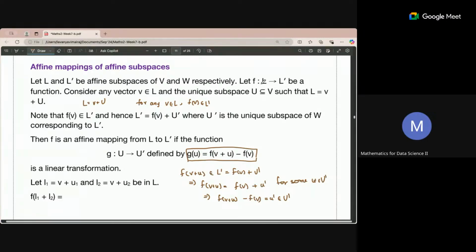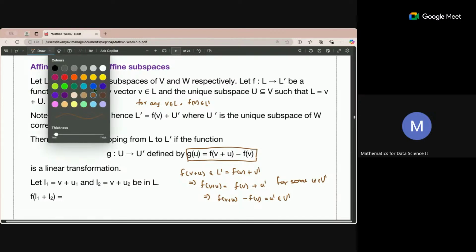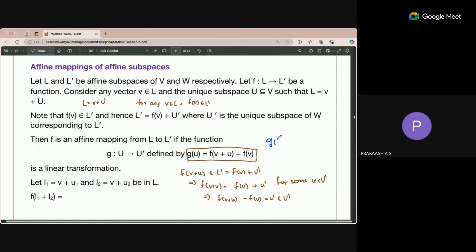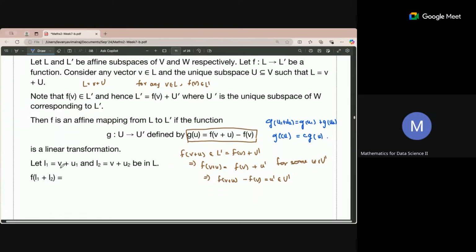Now, for a linear transformation, what is the definition? G of U1 plus U2 should be equal to G of U1 plus G of U2, and similarly G of C times U, where C is a constant, is equal to C times G of U. This is for a linear transformation. Now, what is the similar property you can have for an affine mapping? It is not very simple like this. Let us see what it turns out to be.